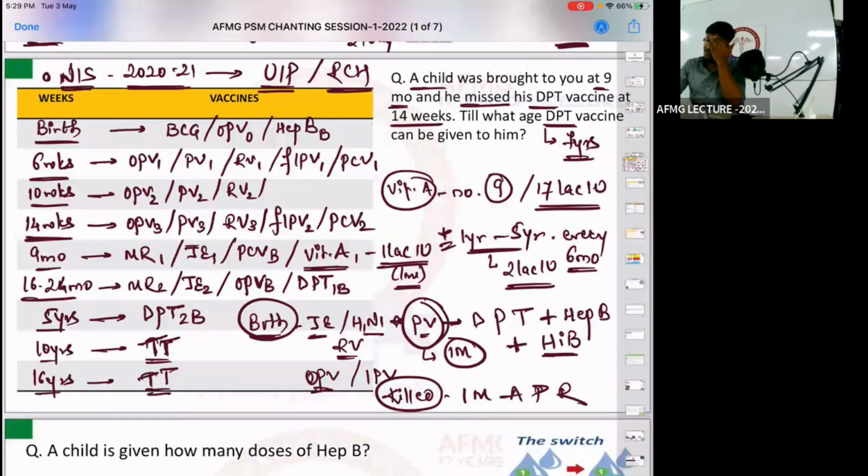ठीक है? HIV 6 years, DPT 7 years. Tetanus toxoid till 16 years. No issues with this. Anybody now? At least ये याद रखना important है.